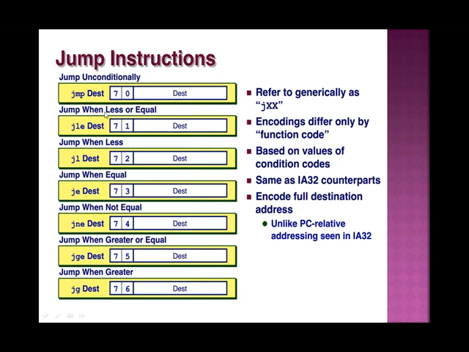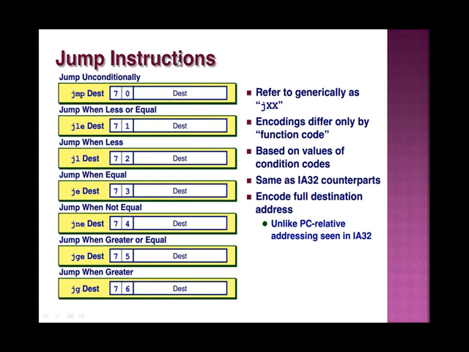Next is jump when less or equal, JLE. This one is only for less, this is for equal. Then jump when not equal, that is NE. Jump when greater or equal, that is GE. Jump when greater. So these are the multiple instructions that are used for jumping.